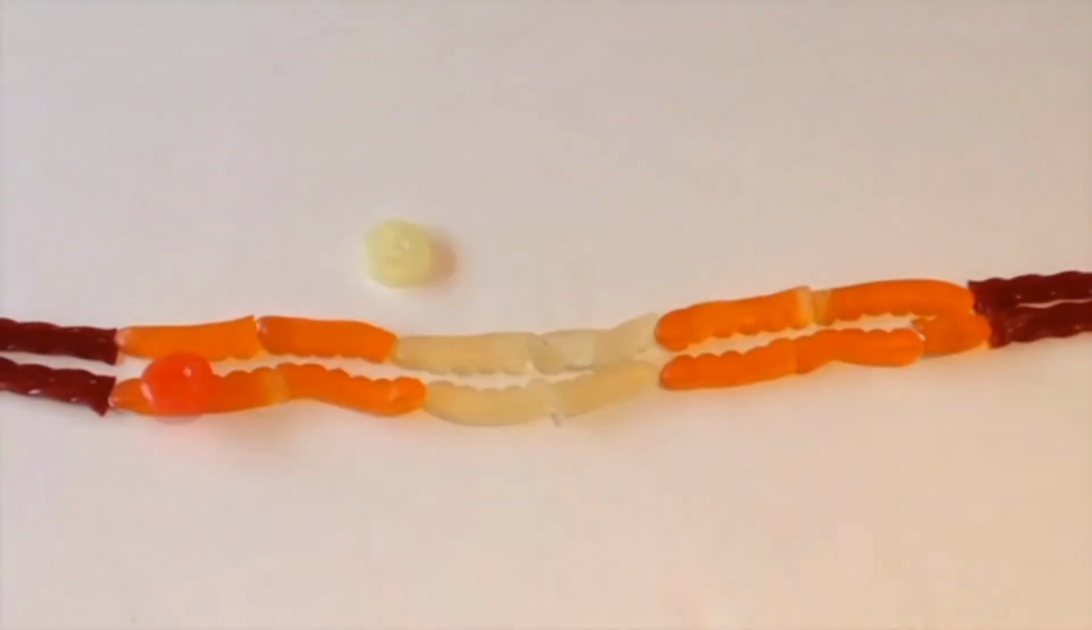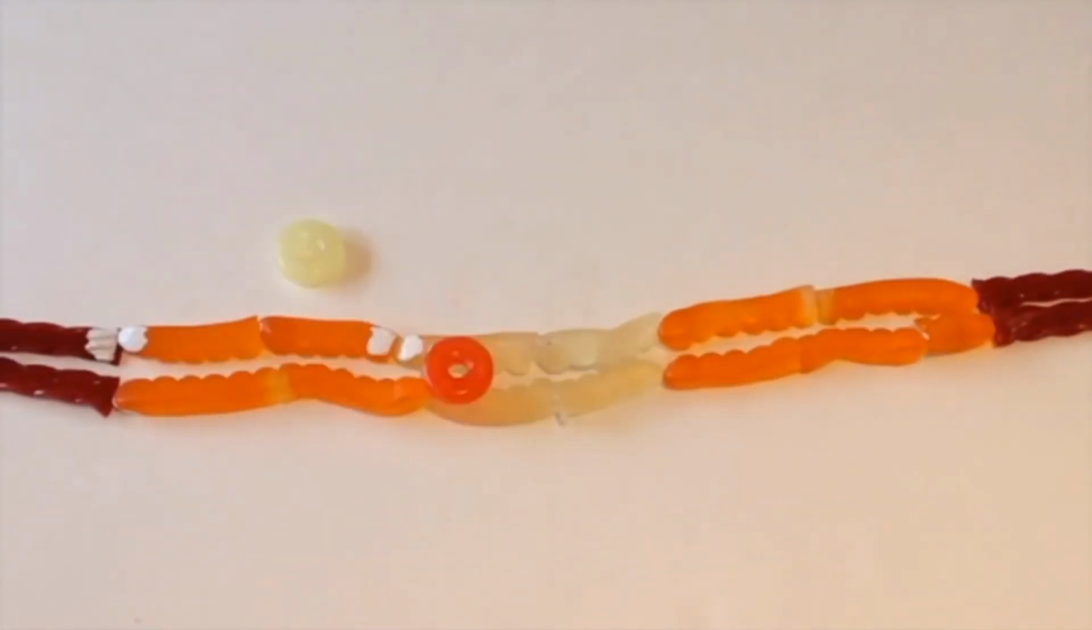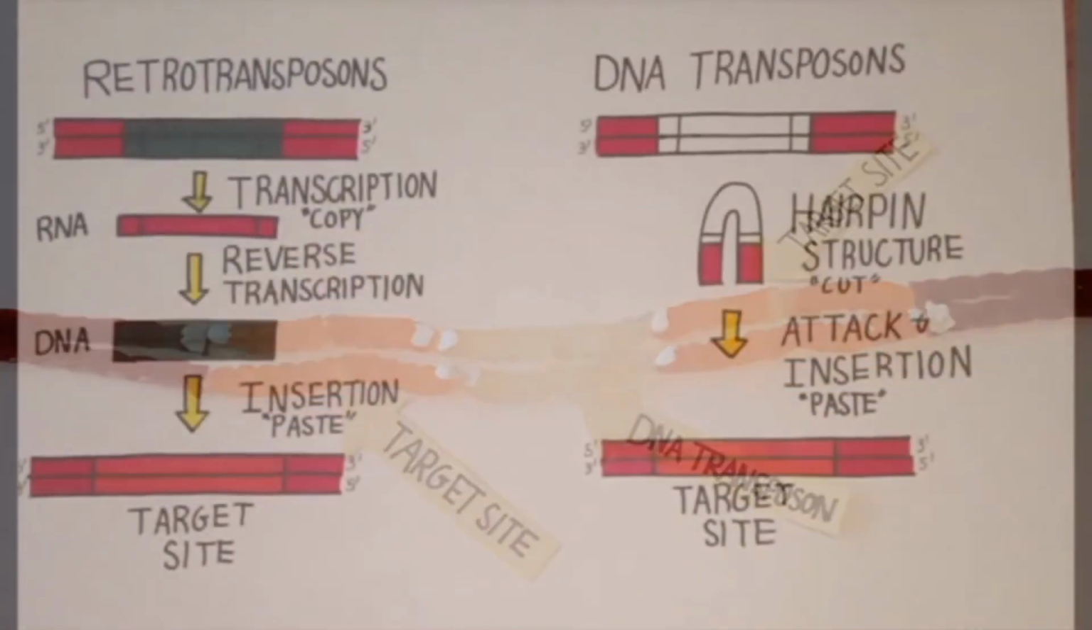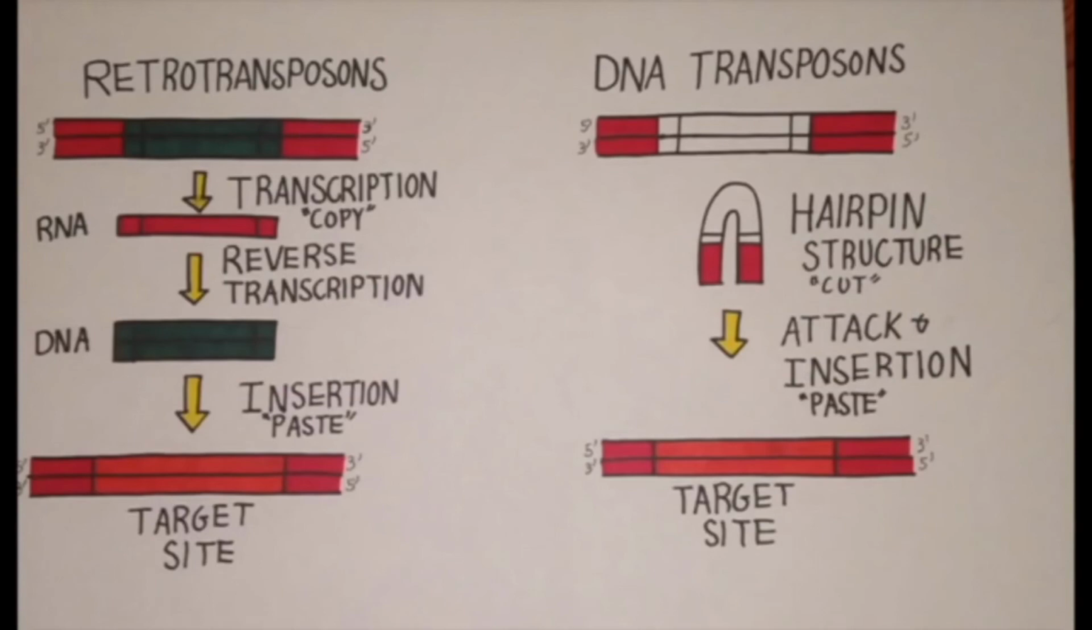In summary, the retrotransposon is copied and pasted into the target site through the processes of transcription and reverse transcription. The DNA transposon is cut and pasted into the target site by being changed into a hairpin structure.